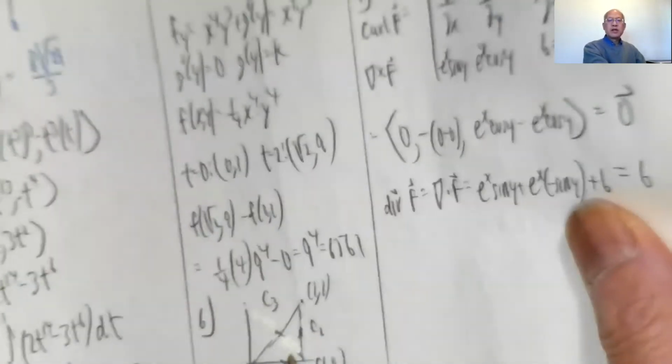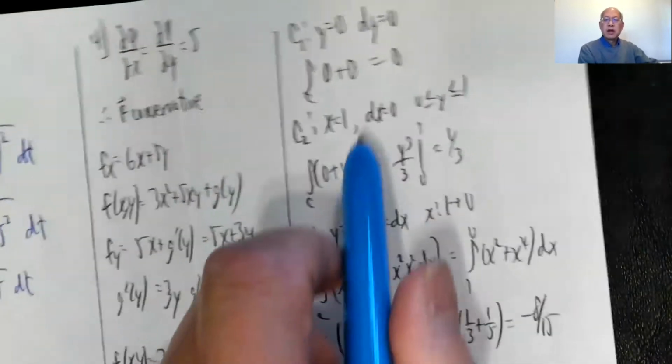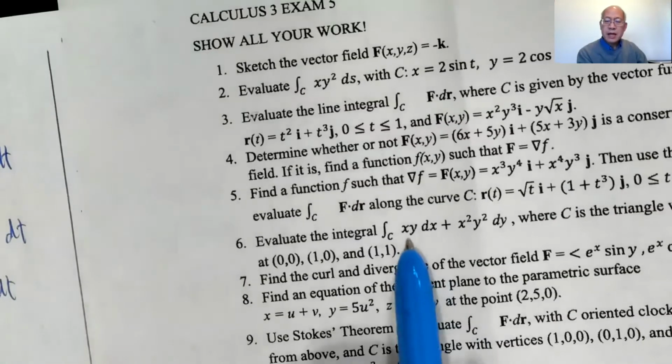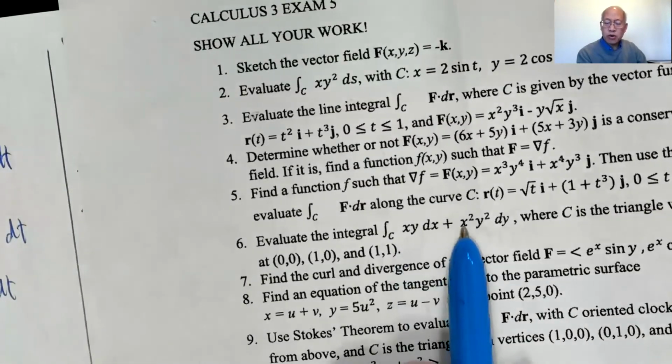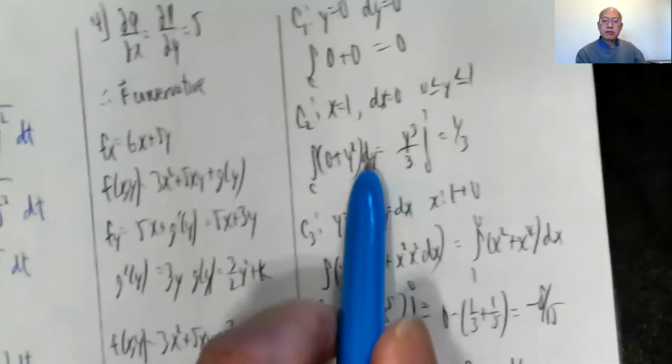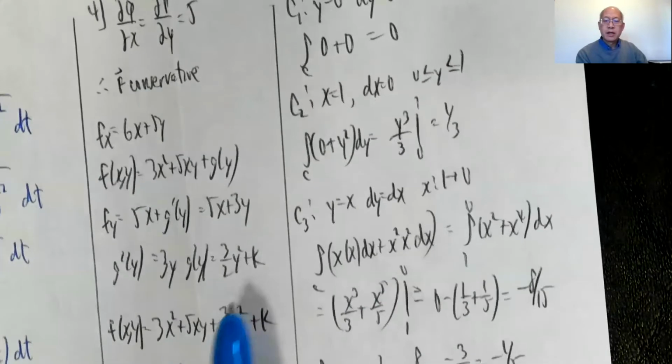C2, x is 1. X is 1, that means dx is 0. And y is between 0 and 1. So if I'm integrating along the curve, dx is 0, that's gone. That's 1. So I'm integrating y squared dy, which is y cubed over 3 from 0 to 1, so 1/3.